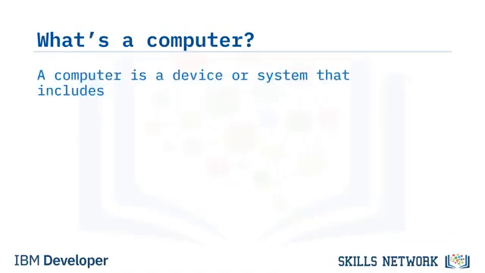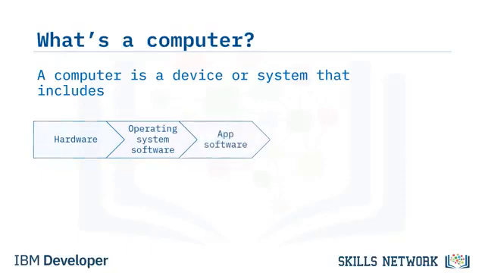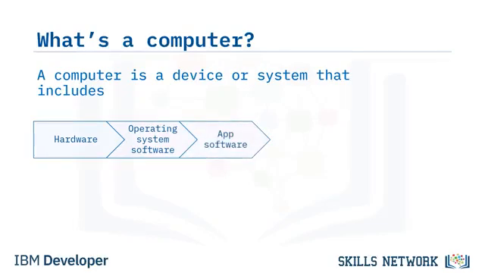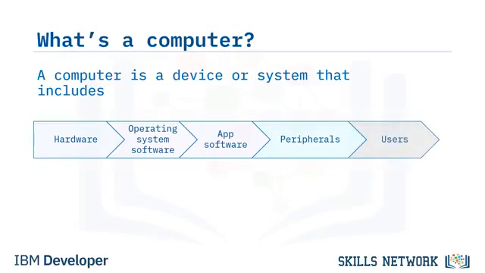A computer is a device or system that includes hardware, operating system software, application software, and peripheral devices. Hardware is the platform that processes data based on the provided instructions and stores data. Software includes the operating system software that enables and configures hardware capabilities, and the application software that enables the computer to perform tasks. Peripheral devices, such as keyboards and monitors, enable user input and output. And finally, computers need users who provide instructions.